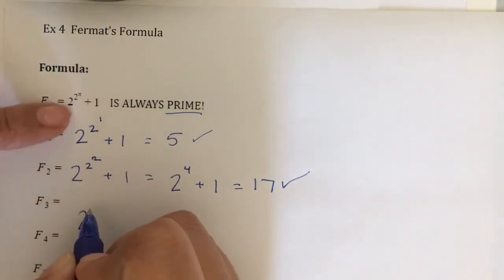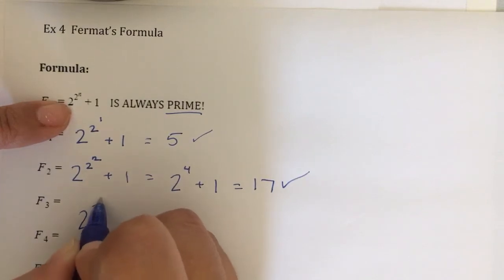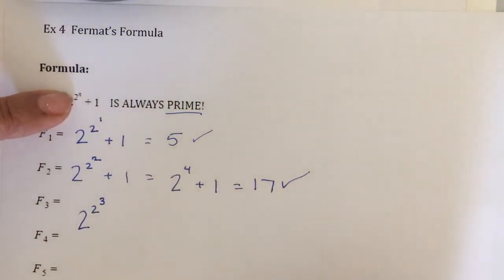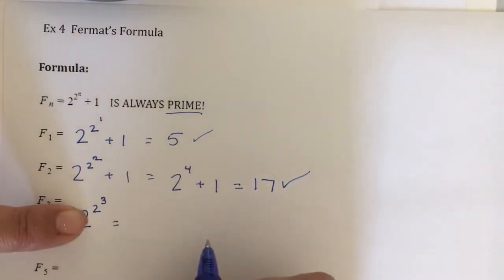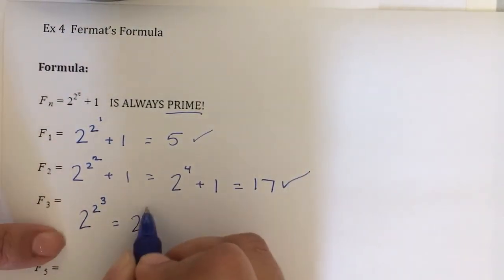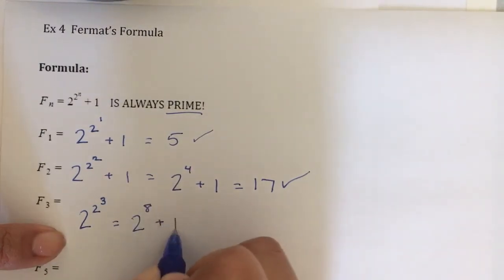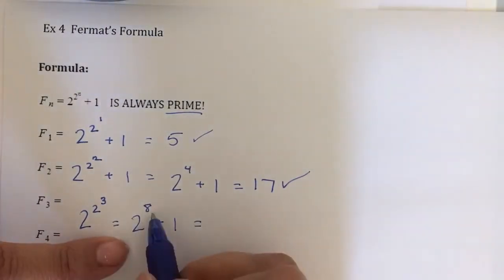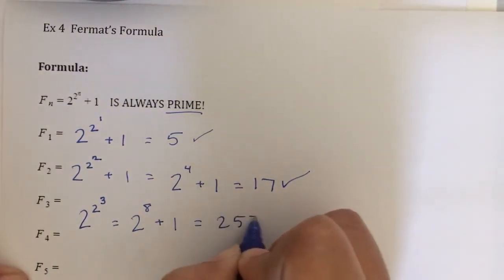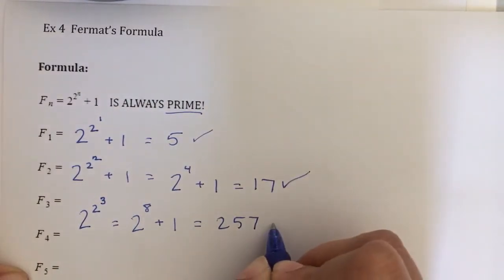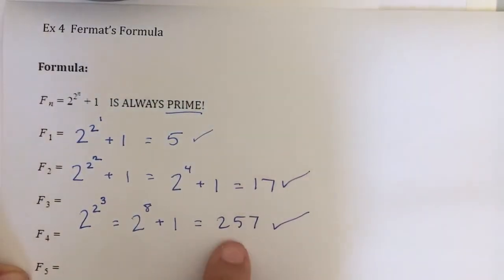2 to the power of 2 to the n power, which n is 3. Okay, so 2 to the third power is 8. So what I have here is 2 to the 8 plus 1. So that's, what is 2 to the 8th? Let's see, our calculator. I have 256 plus 1 is 257. So this also ends up being a prime number.